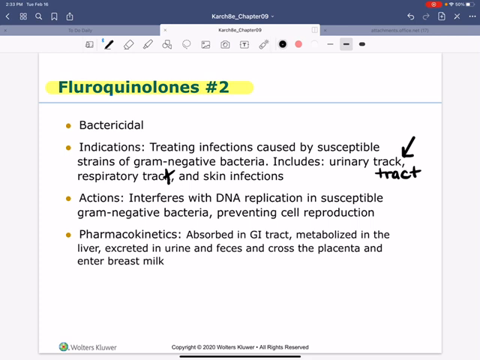So we do penicillins, cephalosporins, possibly a macrolide, which would be your azithromycin or erythromycin, before you go to a fluoroquinolone. That is more reserved, it should be more reserved, although in outpatient it's not always.